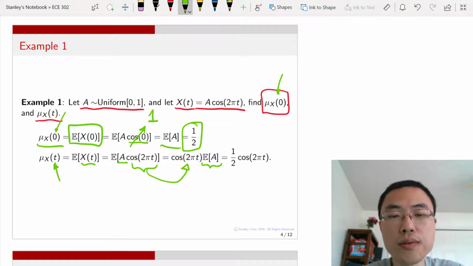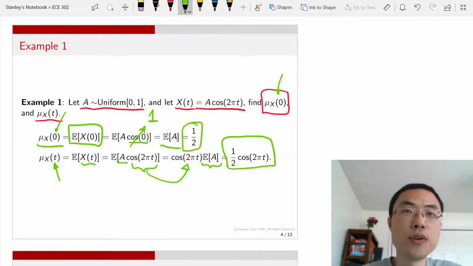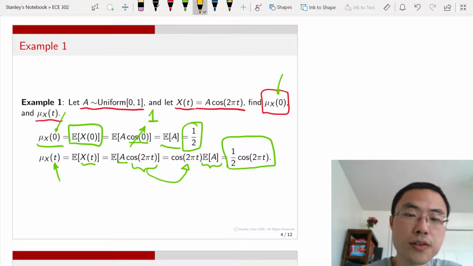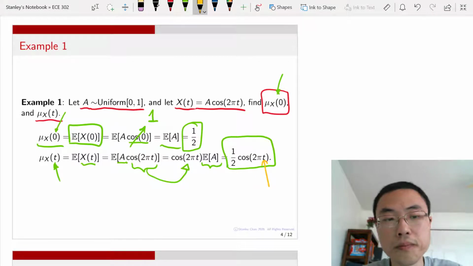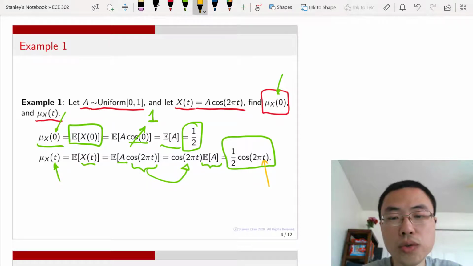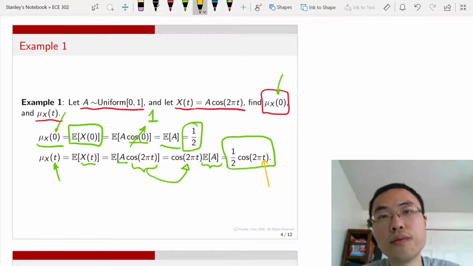And what is the expectation of the a? Well, just calculate that the expectation of the a is 1/2. And so you have 1/2 of cosine 2 pi t. Therefore, as I have promised, this mean function is a function of time t. If you plug in this time t equals to 0, you are knocking this cosine term away and you get back this constant of 1/2.